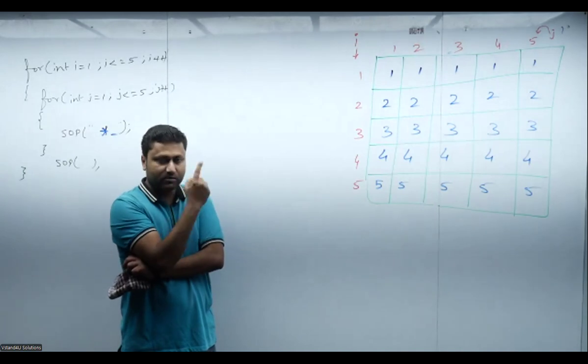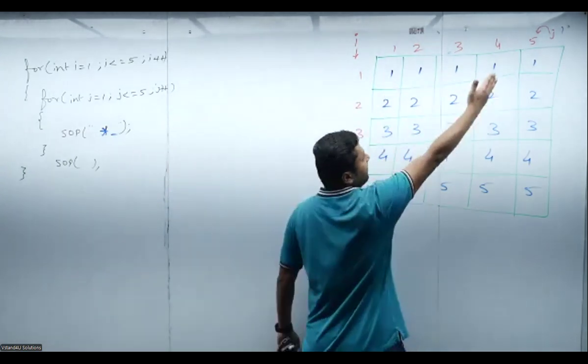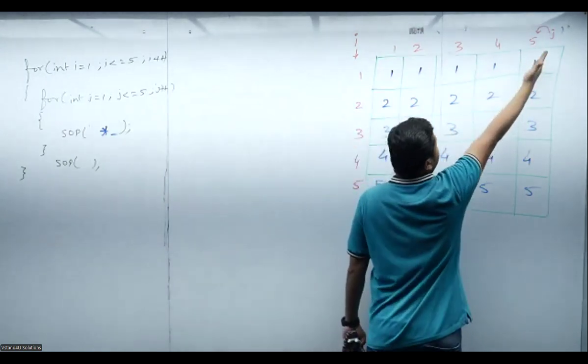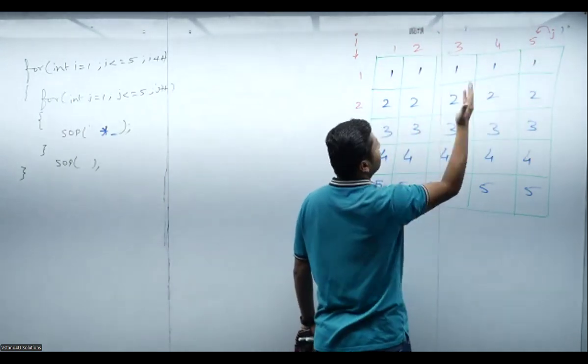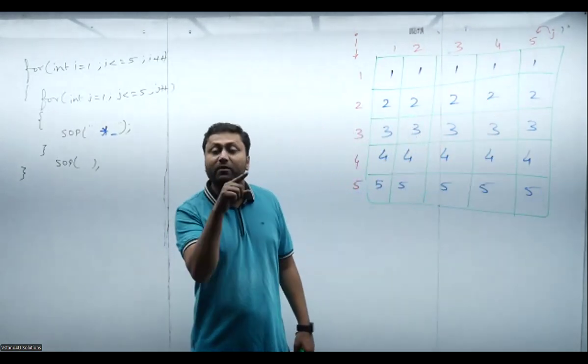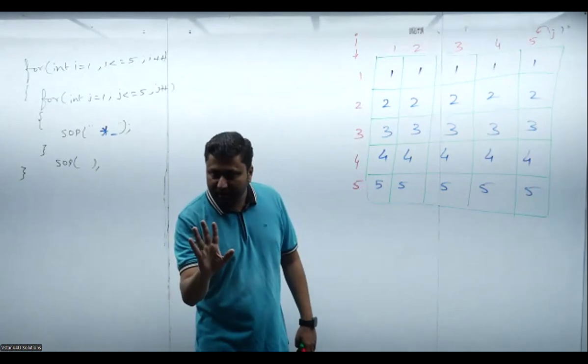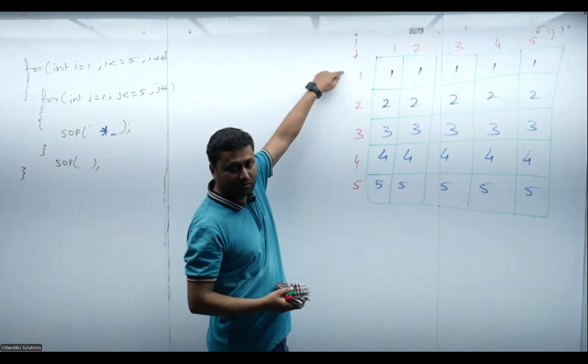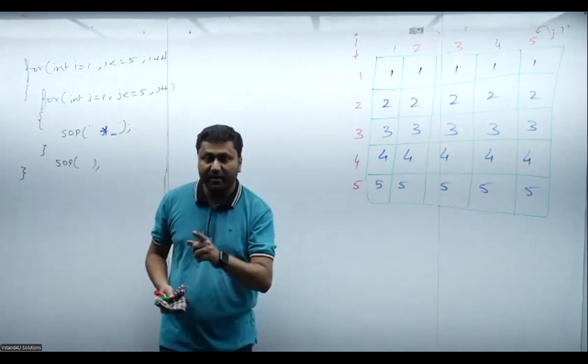Focus. Say J. When J value is 1, what is the value? 1, 2, 3, 4, 5. When J value is 2. When J value is 3. Same. The pattern is not changing with respect to J. Is that clear? Pattern is changing with respect to I. Can you see? Agree? Am I right?